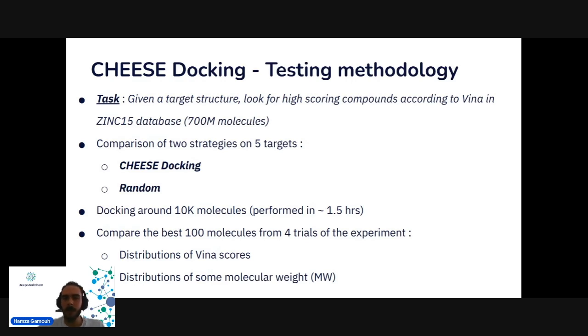So the goal here is to see, with the same number of docked molecules, how much better we can perform if we add CHEESE into the pipeline. Yeah, thank you for the questions. I see also another question. What are the libraries available via the API? So via the API, we have three libraries currently available. We have CHEESE. We have Zinc 15. We have Enamine Real, and we have MQL database.